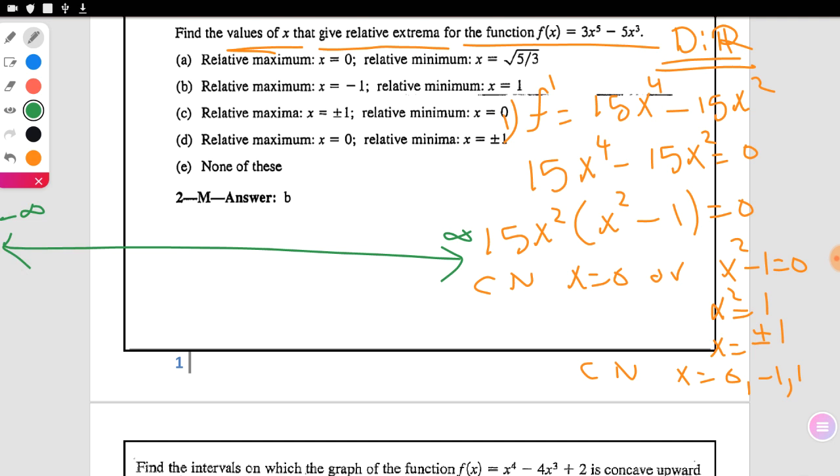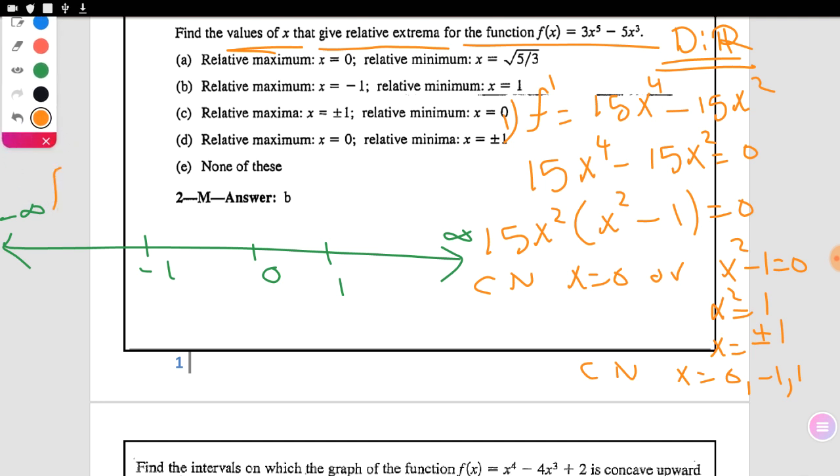Write the critical numbers, or the values at which the function is undefined, but here the function is defined at all of the points in our domain. Here we write negative 1, 0, and 1. Choose the test values for the first derivative: I choose negative 2, negative 0.5, then 0.5, because it is better to use 0.5, not 0.25, and then 2.